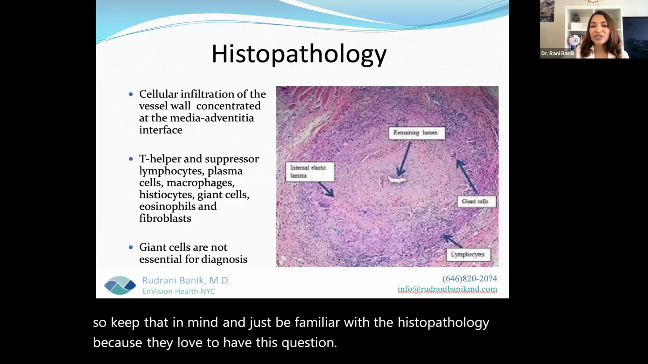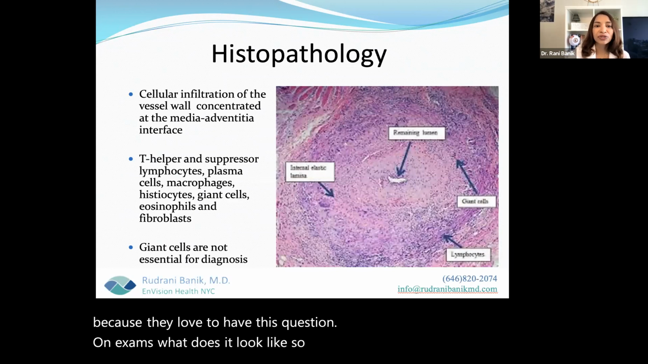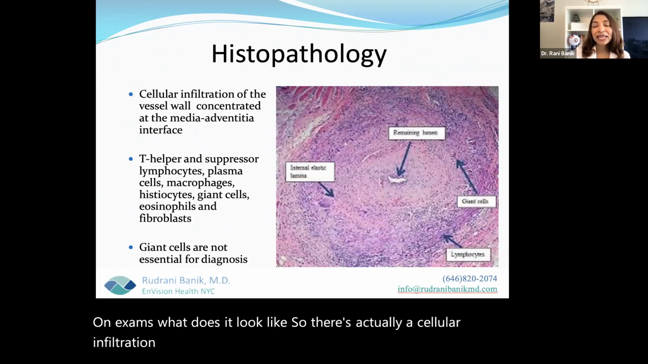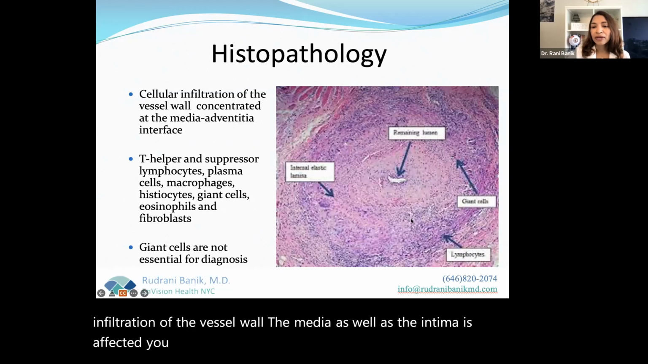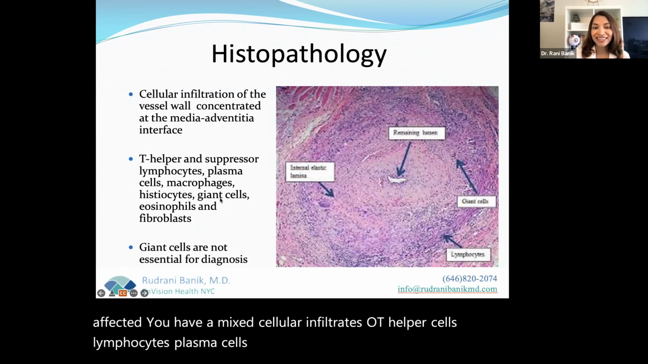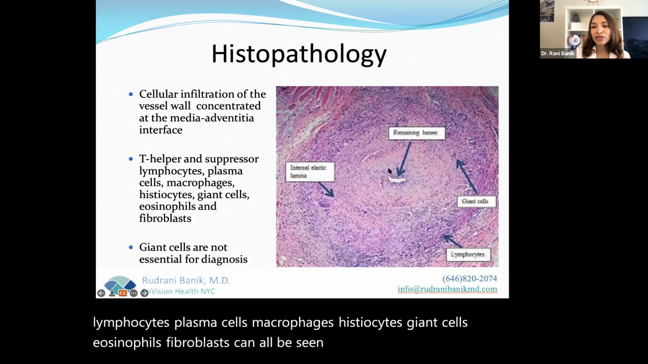What does it look like? So there's actually cellular infiltration of the vessel wall, the media, as well as the intima is affected. You have a mixed cellular infiltrate, so T helper cells, lymphocytes, plasma cells, macrophages, histiocytes, giant cells, eosinophils, fibroblasts can all be seen. But here you see the lumen is very, very small.